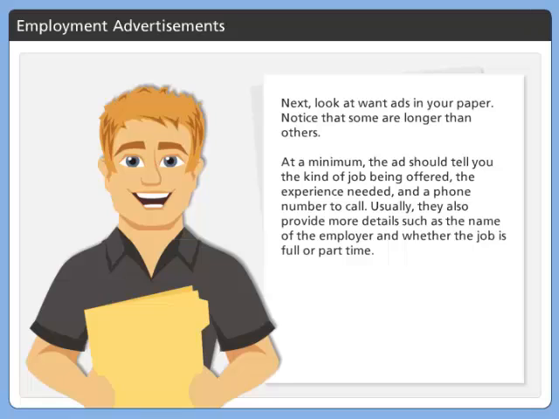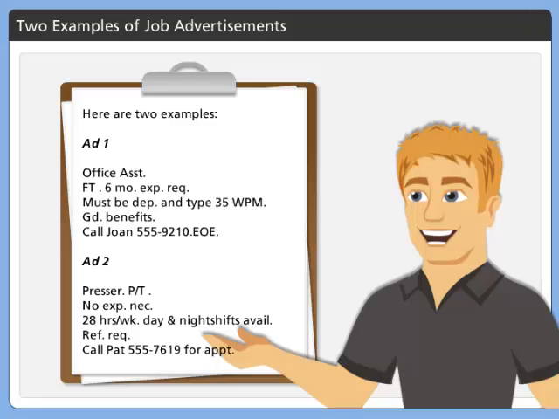Next, look at want ads in your paper. Notice that some are longer than others. At a minimum, the ad should tell you the kind of job being offered, the experience needed, and a phone number to call. Usually, they also provide more details such as the name of the employer and whether the job is full-time or part-time. 2 examples of job advertisements.